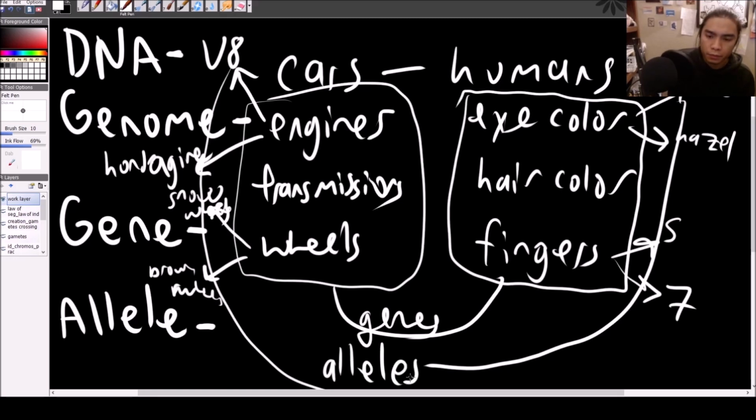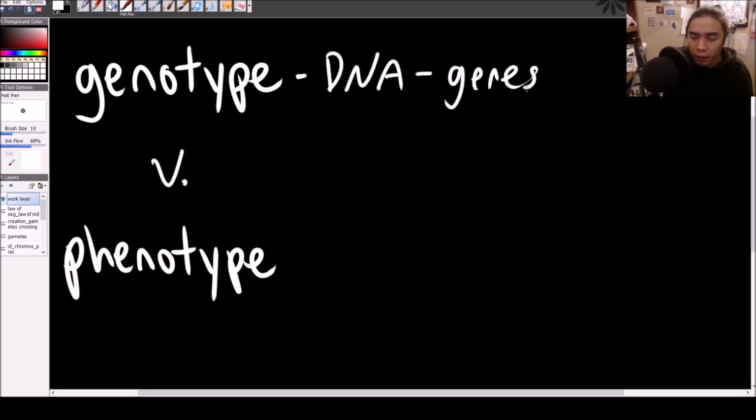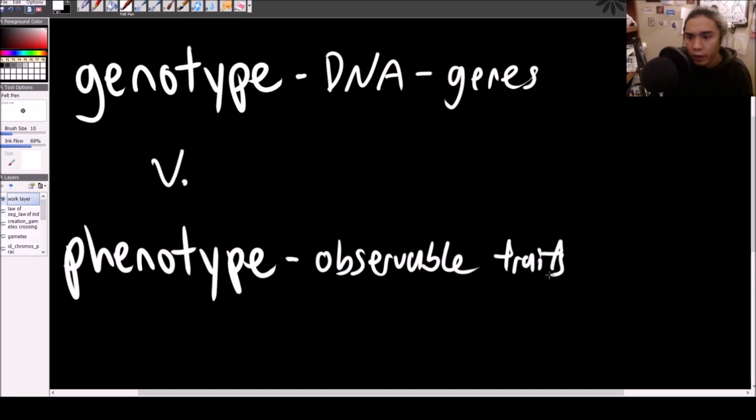Cool. Alright, let's talk about the difference between the genotype and the phenotype. Simply put, the genotype is your DNA, or your genes in particular, whereas your phenotype is your observable traits. Now, these traits don't have to be seen by the naked eye. Hair color and height are observable traits, but it might be something like a protein within you. So, the phenotype and the genotype are never the same.